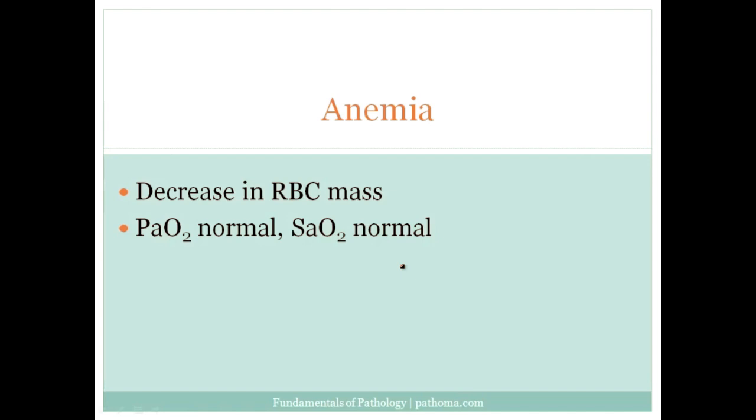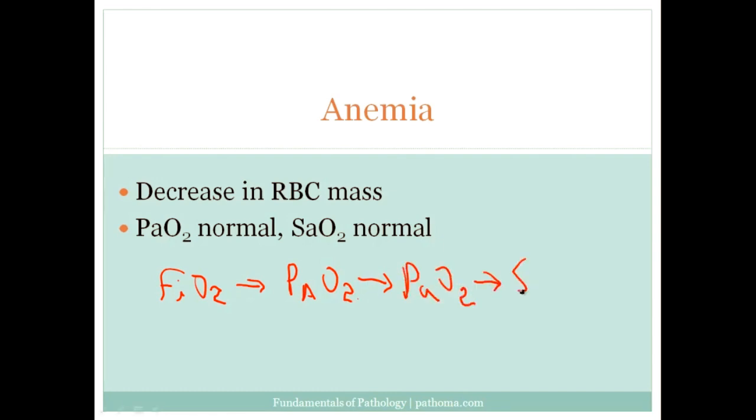i.e. hypoxia. One important thing to remember is that if we go back to our paradigm that we had just established, we have an FiO2, and the FiO2 is generating a PAO2, and that's generating a PaO2, and that's eventually going to generate an SaO2. What we should remember is that when we have anemia, there's no problem with the atmospheric oxygen. There's no problem with the ability to bring oxygen into the lung. There's no problem with the ability to squeeze oxygen into the blood. So the PaO2 is actually normal.